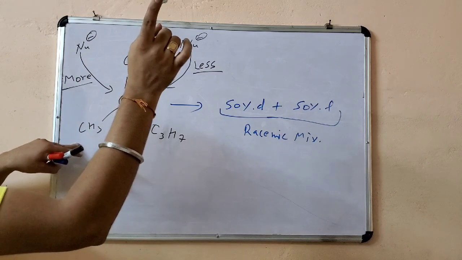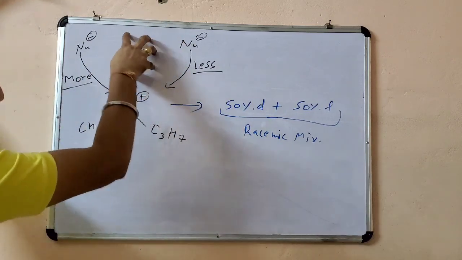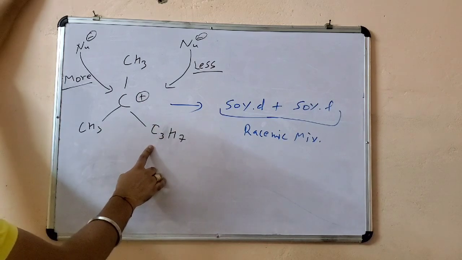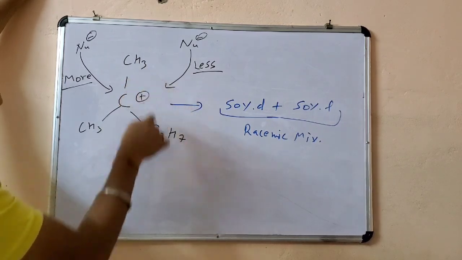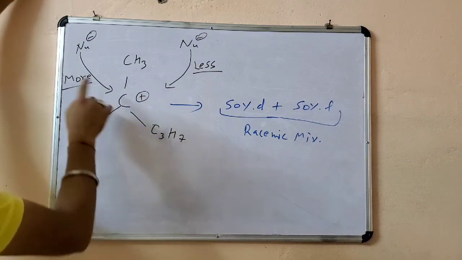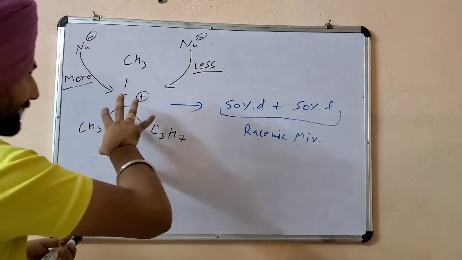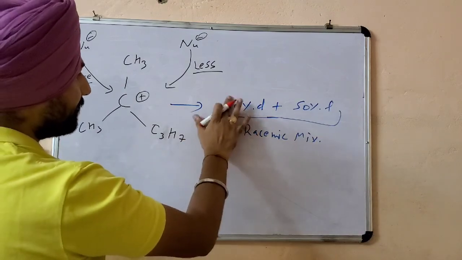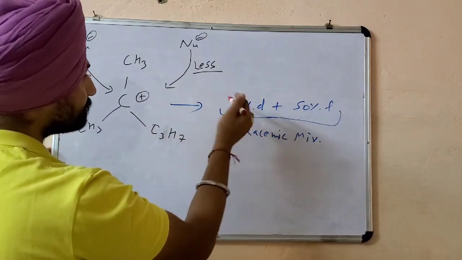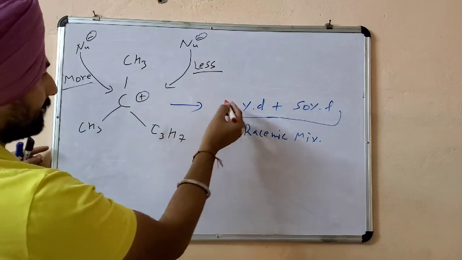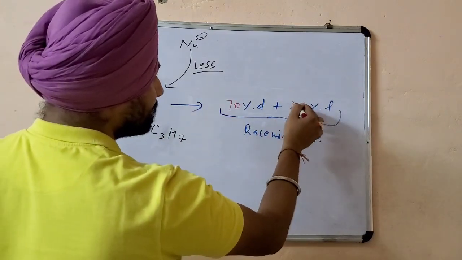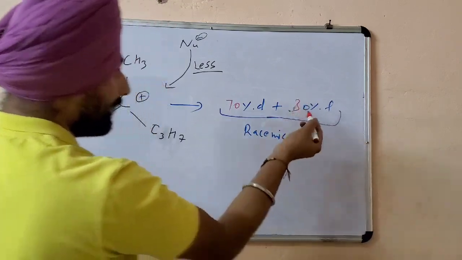Which is the difficult path? Attack in between one methyl and this propyl carbon, so it is a difficult thing. So there will be more attack from the easy side. If that is the case, suppose for example, in this case there is formation of 70% D form and 30% L form.